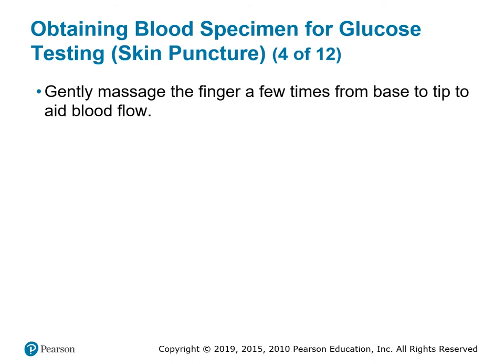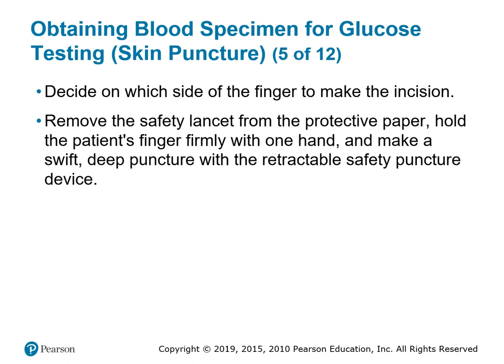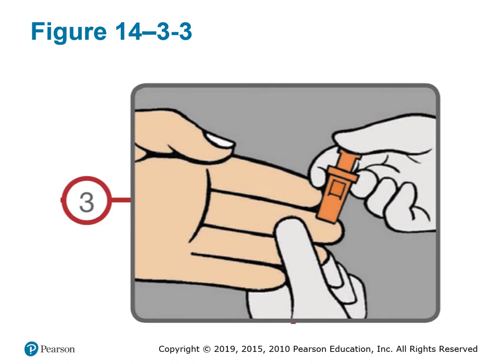Gently massage the finger a few times from the base to the tip to aid blood flow. You see that being done there. Decide on which side of the finger to make the incision. Remember, you're going to be either to the left or to the right of the finger, never directly in the middle, never on top, or directly on the side. Remove the safety lancet from the protective paper. Hold the patient's finger firmly with one hand and make a swift deep puncture with the retractable safety puncture device. You see that being done there.